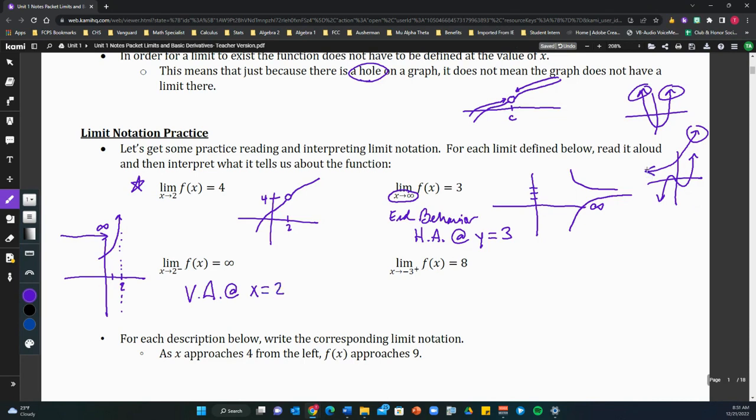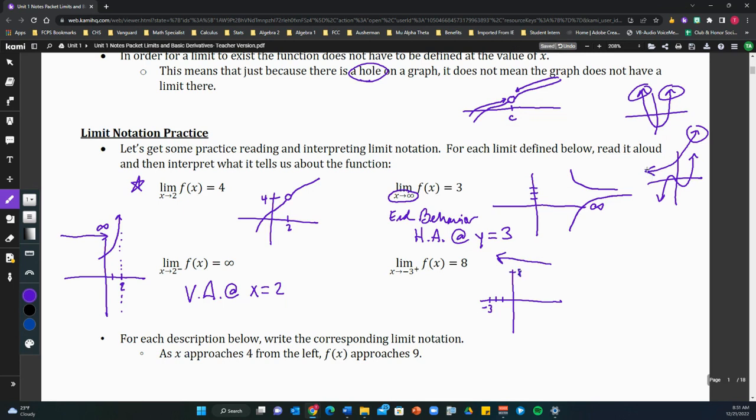All right, and now the last one, the limit as x approaches -3 from the positive or right side of f of x equals 8. Okay, so we have -3, so that's the value of x that I care about. We're approaching it from the right side. And now this time we're approaching a fixed or finite value.